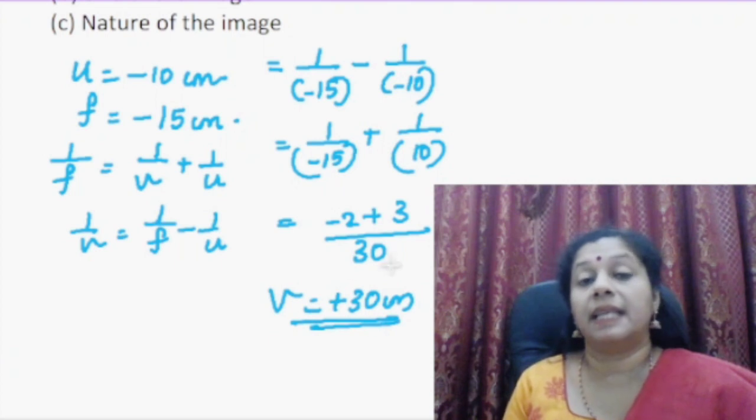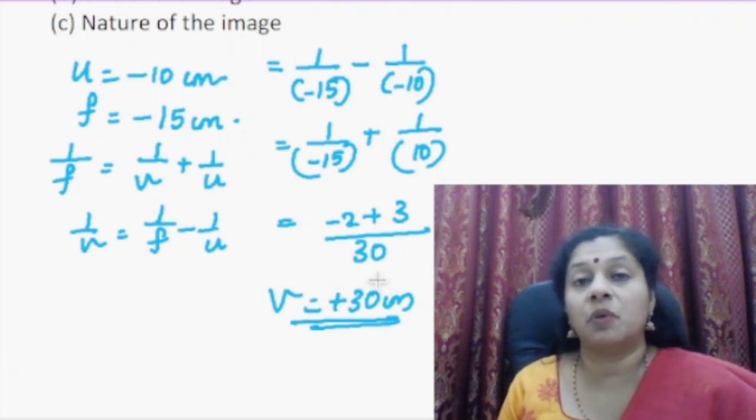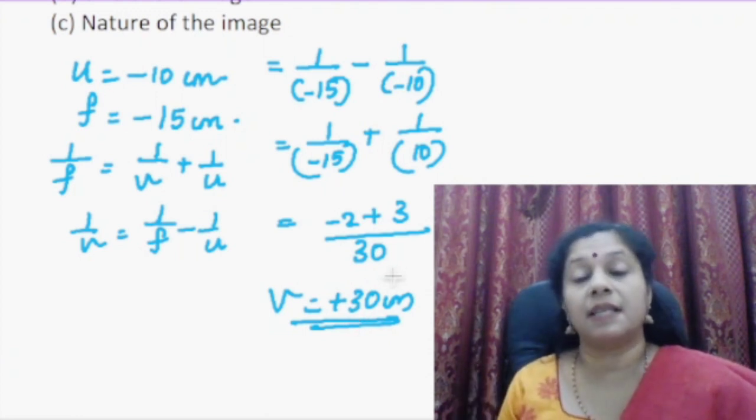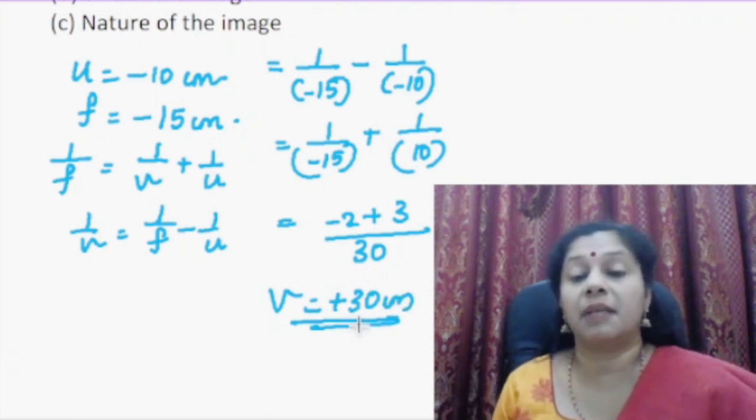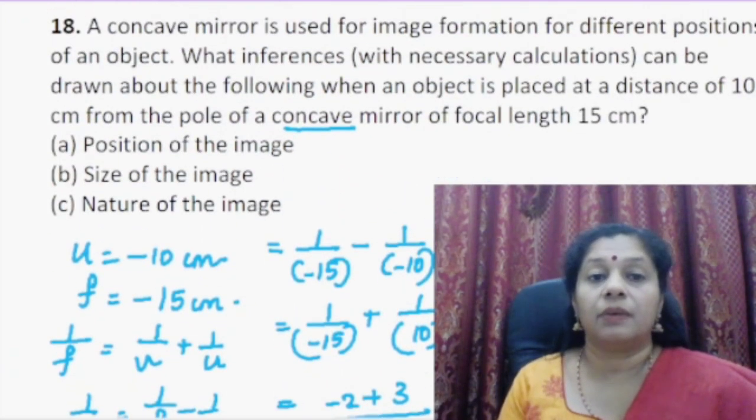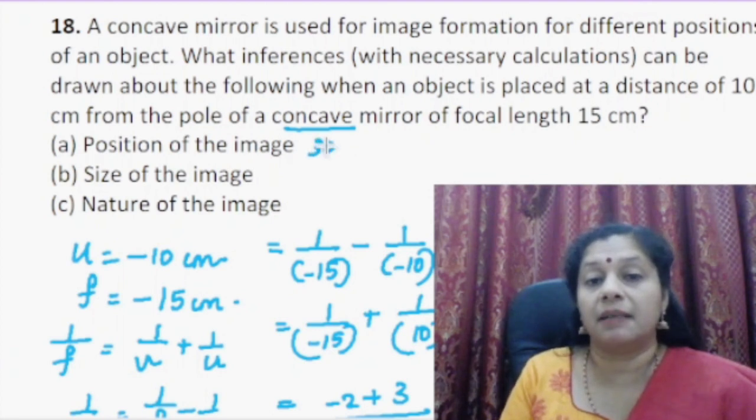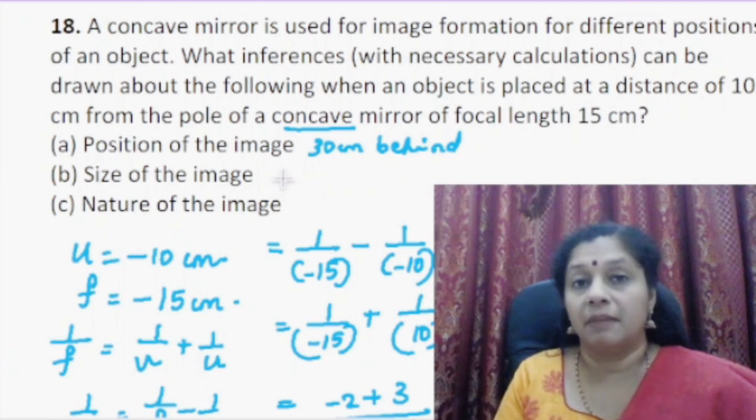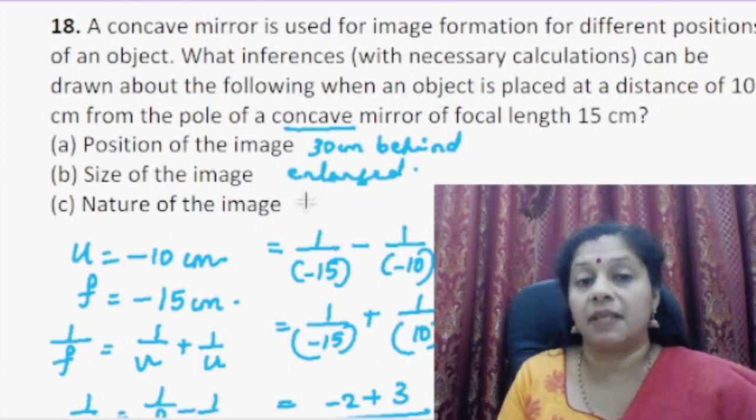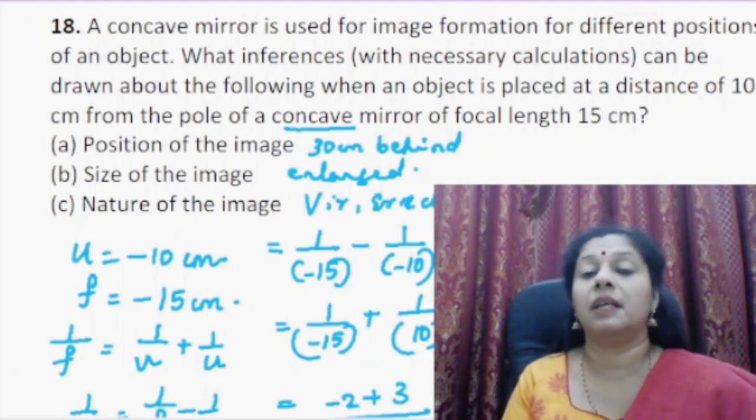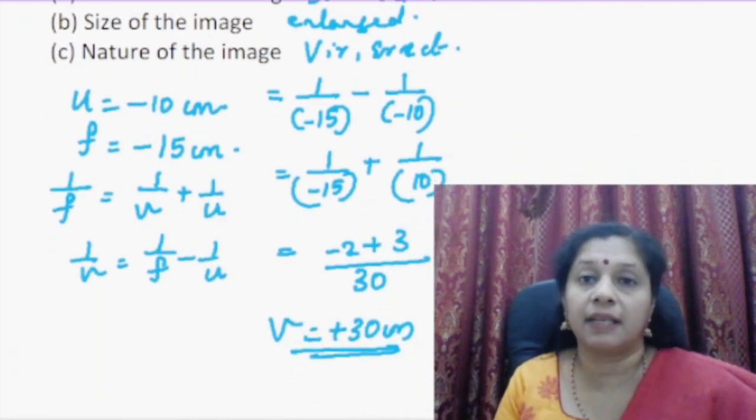So we know that in the case of a concave mirror, there is only one position where the image forms on the other side of the mirror, behind the mirror, and only then v becomes positive, that is between F and P. So now we are coming back to the question. Position of the image: 30 centimeter behind the mirror. Size of the image will be enlarged. Nature of the image will be virtual and erect, because this is the only situation where the concave mirror produces a virtual and erect image.